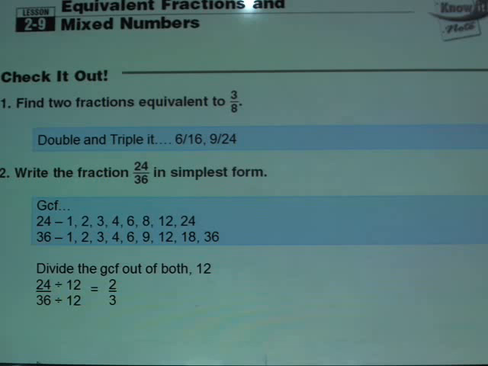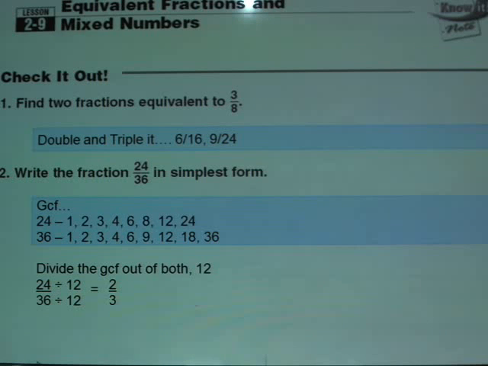Okay, so let's finish up this section with the check it out examples. We're supposed to find two fractions equivalent to 3/8. So again, you've got lots of options in the world here. Doubling it is probably one you're going to choose. Remember, doubling it means multiplying both the numerator and the denominator by 2. So that's going to be 6/16.